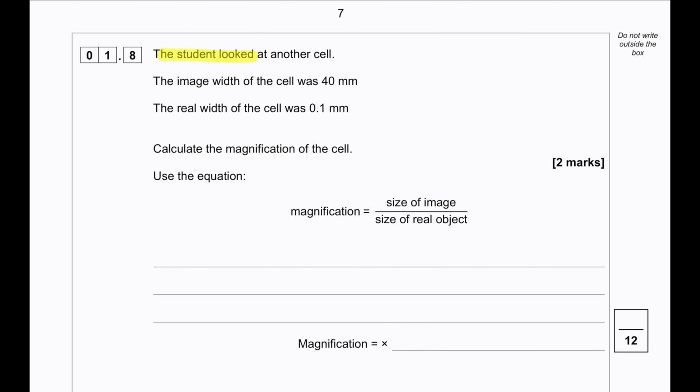The student looked at another cell. The image width of the cell was 40 millimeters. The real width of the cell was 0.1 millimeters. The student was asked to calculate the magnification. Remember, magnification is given by the formula: magnification equals the size of the image, which is 40 millimeters, divided by the real size of the object, which is 0.1 millimeters. Once we divide it, we get 400x.